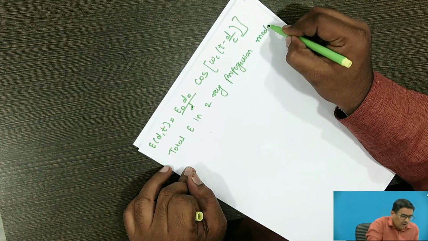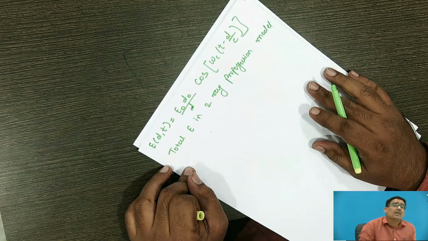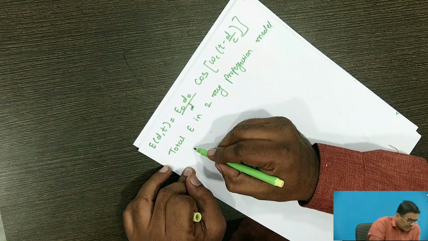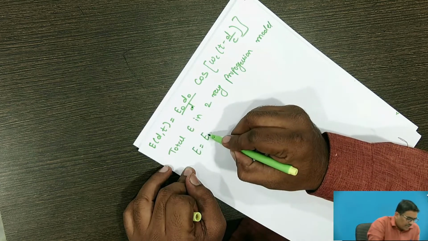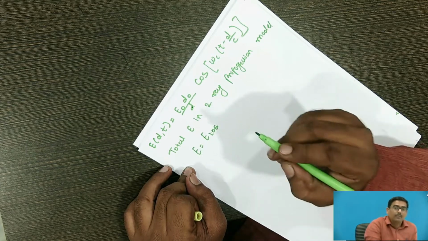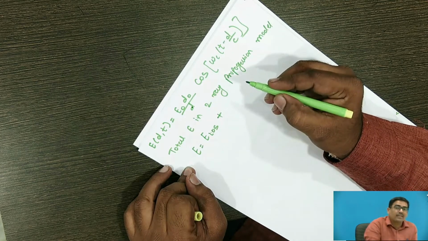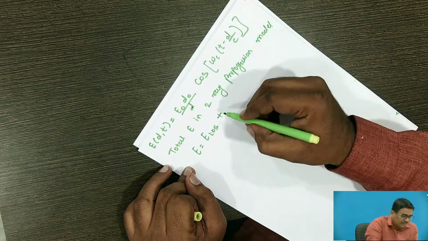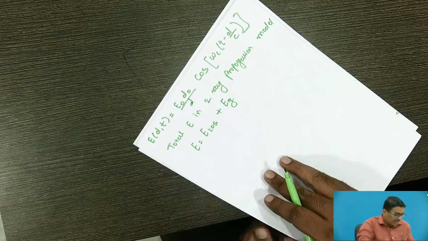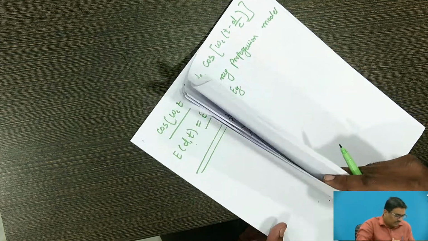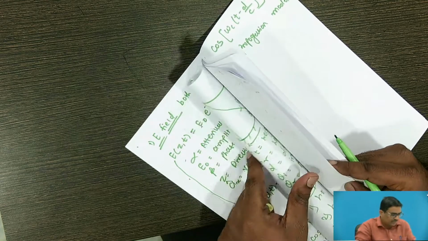So how do we calculate this equation for E? We know that total E is equal to E_LOS, the line of sight, plus whatever we get from the reflected signal, that is E_G. Now I want to show you with the help of this diagram that we drew in the previous lecture.